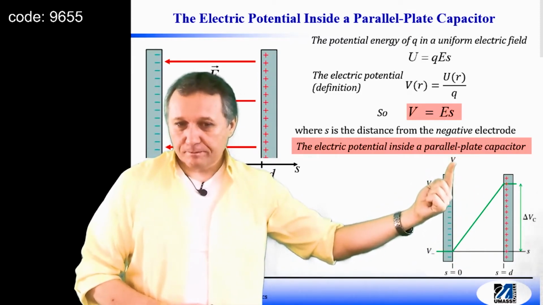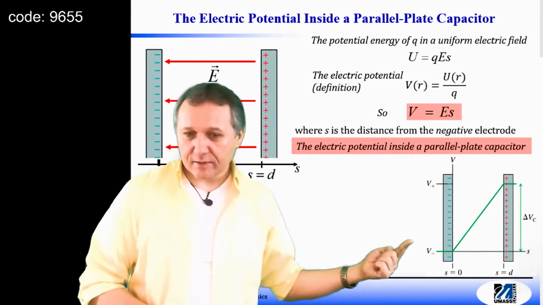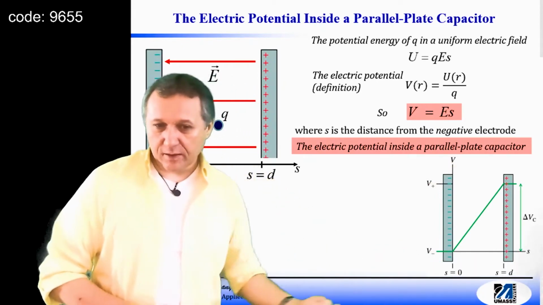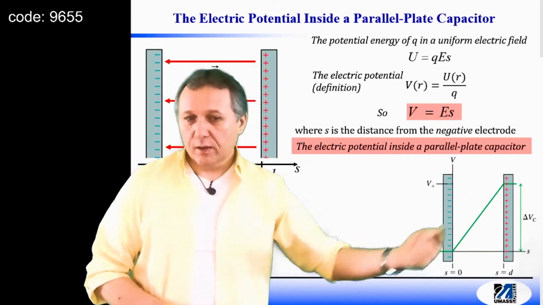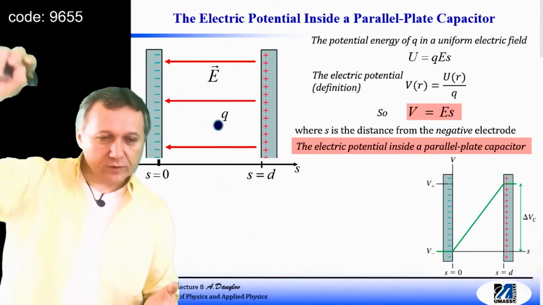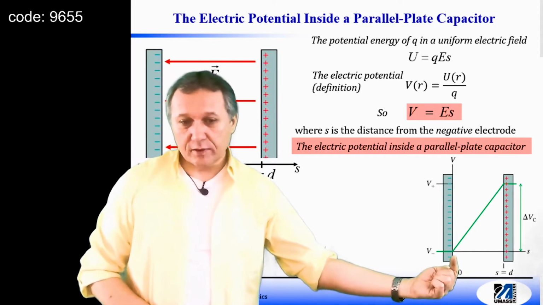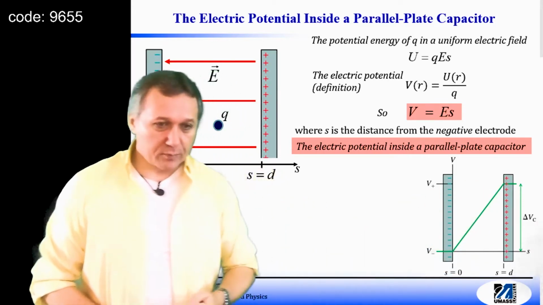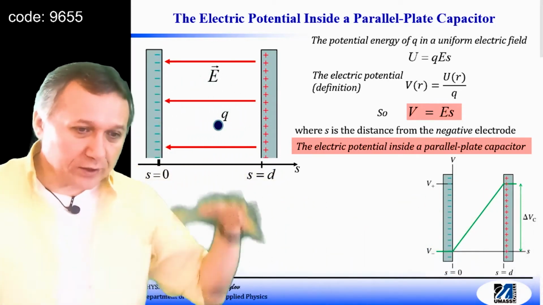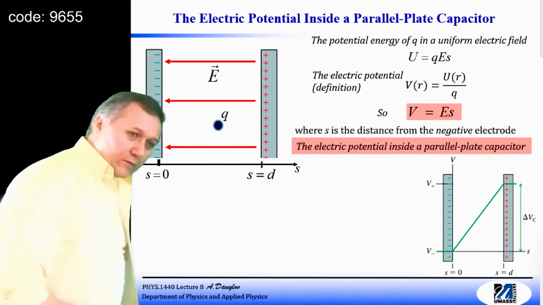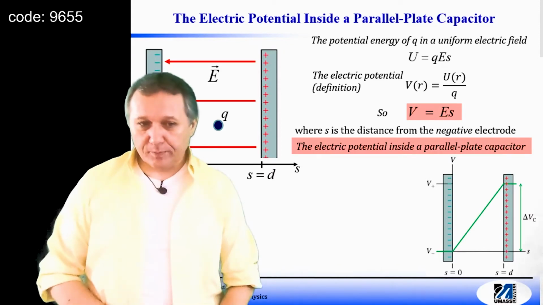You see V, electric potential, on the vertical axis versus S, right? And you see this green line. So electric potential grows linearly, as I told you, with 0 value at the negative electrode and maximum value at the positive electrode. Okay, so that's the electric potential over a parallel plate capacitor.